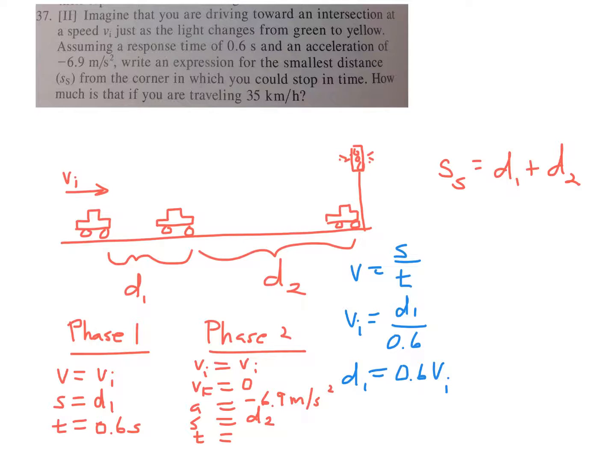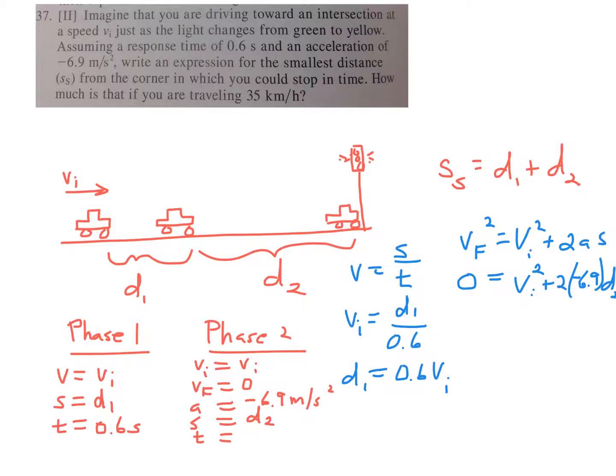Alright, so in phase 2, we have our 4 uniform acceleration equations, of which the fourth one is very useful. In generic terms, we have v sub f squared equals v sub I squared plus 2as. So if we plug in the particulars for this problem, v sub f is 0, v sub I we're still using as v sub I squared, plus 2 times the negative 6.9, and I'm calling s d2, d sub 2.